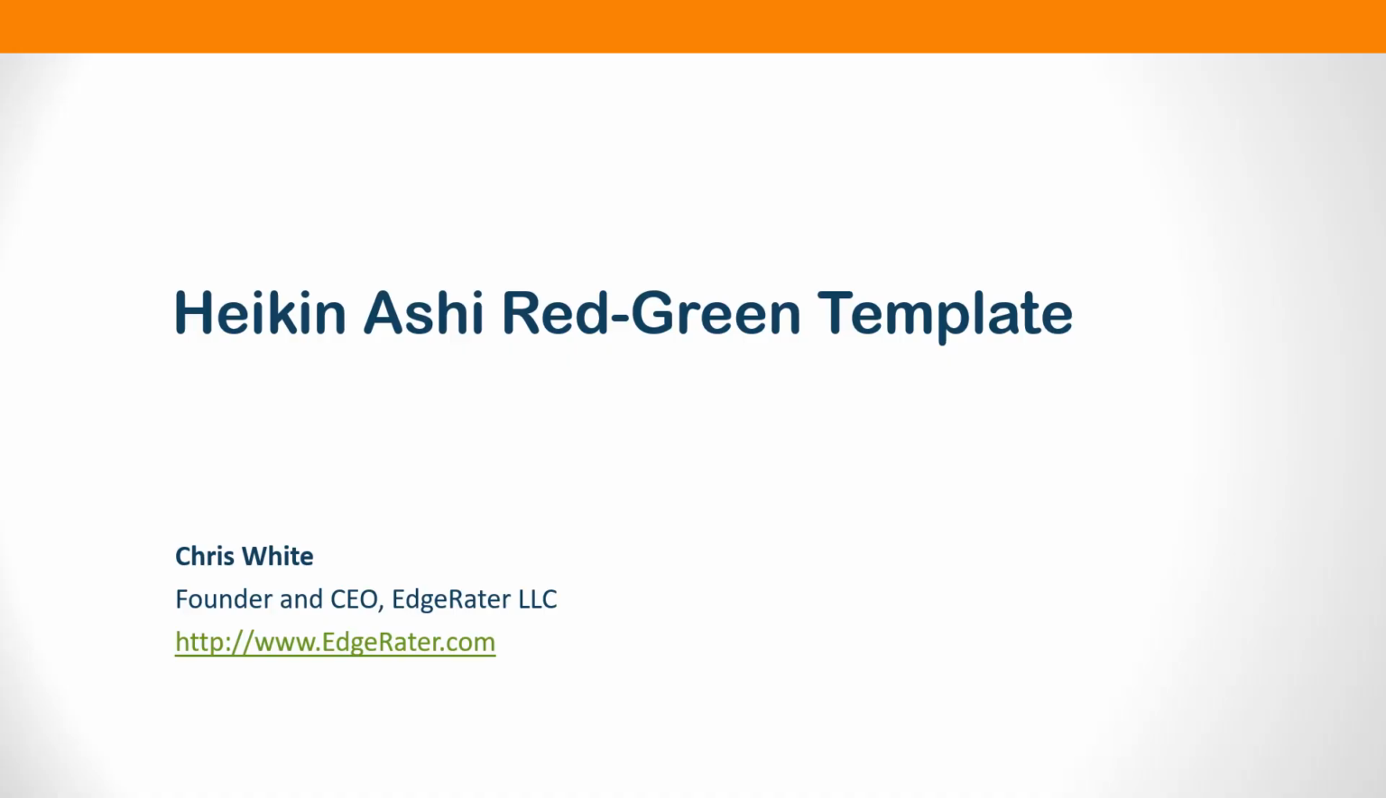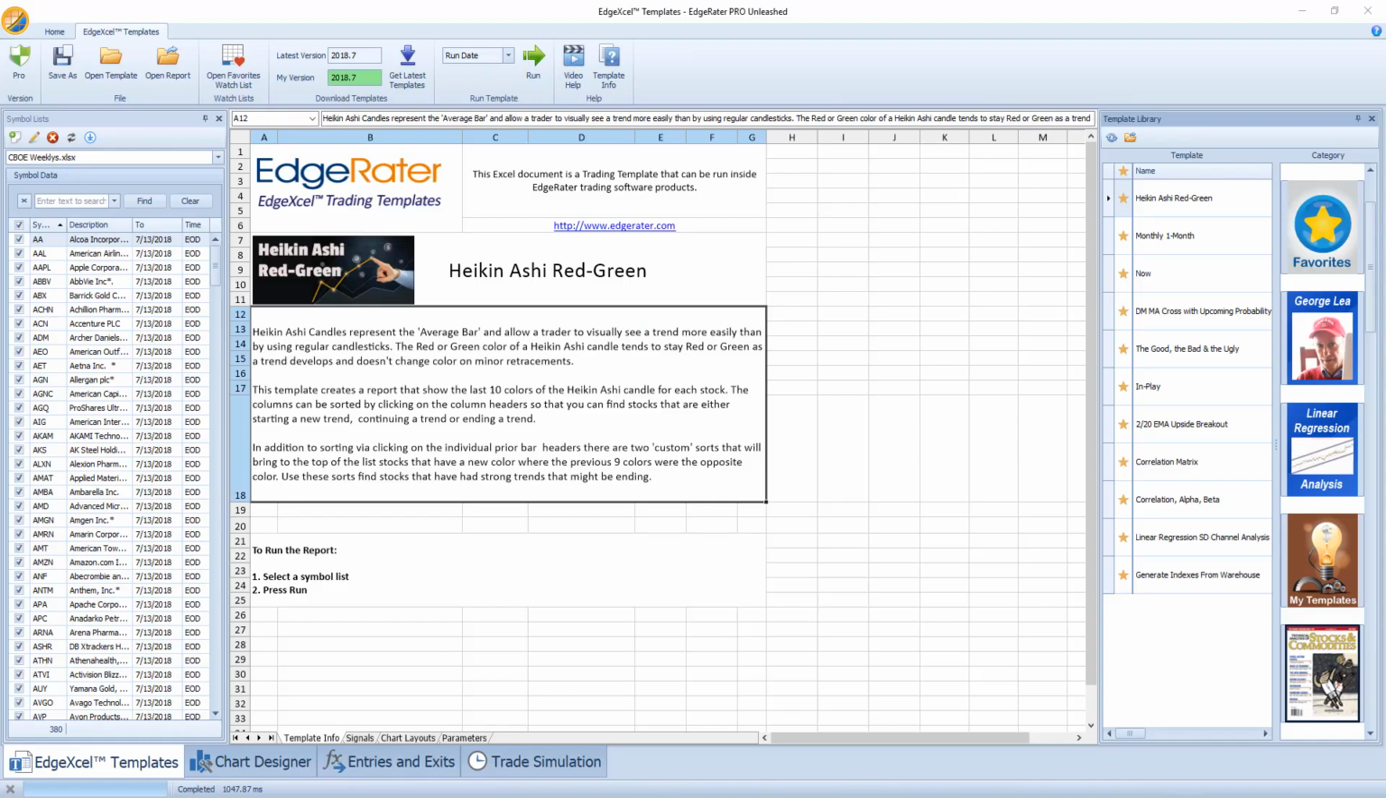Hello, and in this video I'm going to take a look at the brand new Heikin Ashi red-green template in EdgeRater. So let's take a look. The Heikin Ashi red-green template is part of the July 2018 template release.